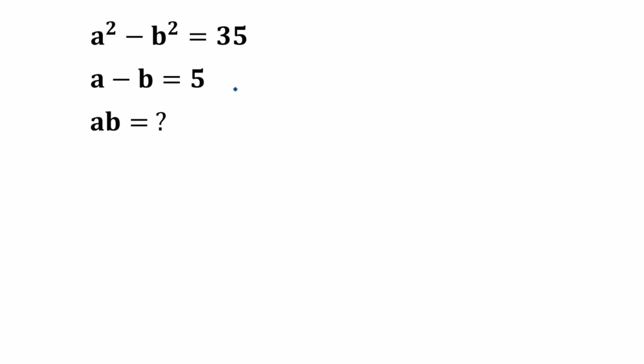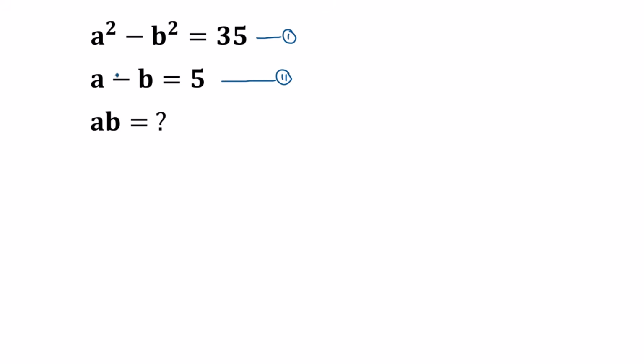Hello everyone. In this video, I am going to show how to find the value of ab where a square minus b square is equal to 35 and a minus b is equal to 5. Consider this as equation number 1 and this as equation number 2.